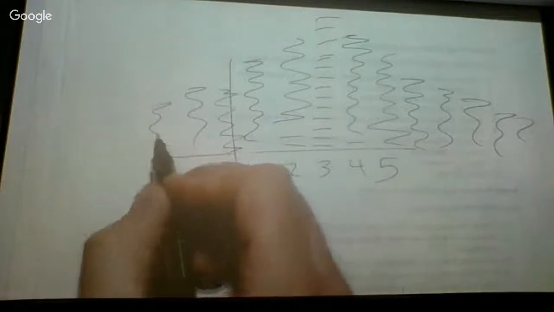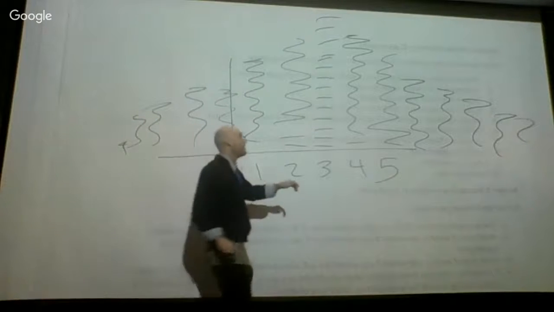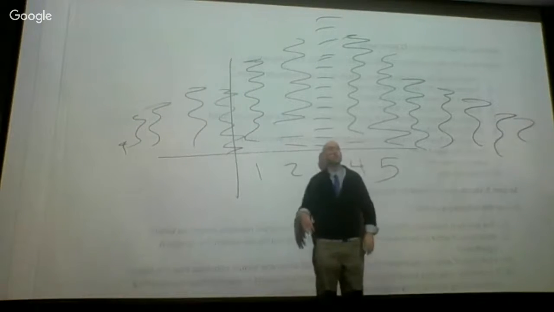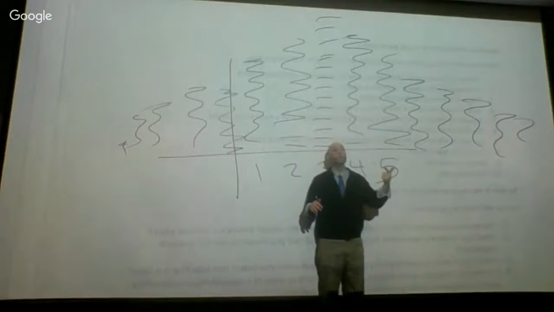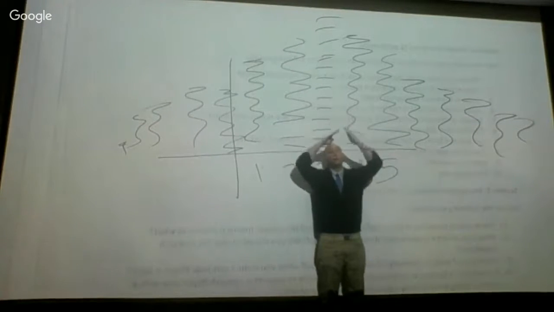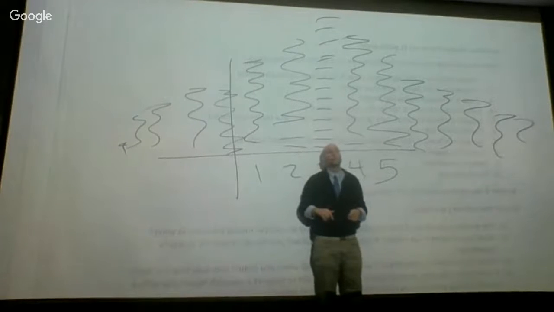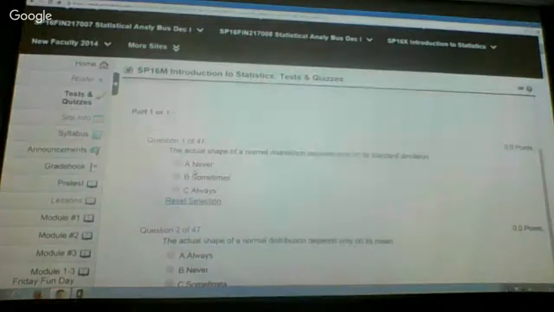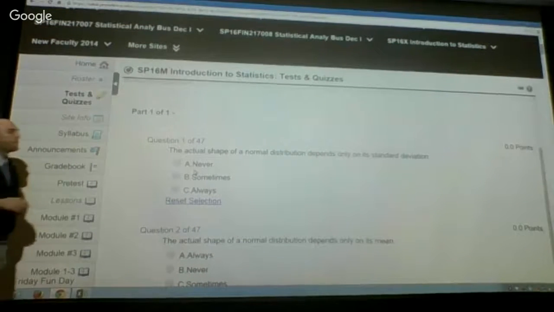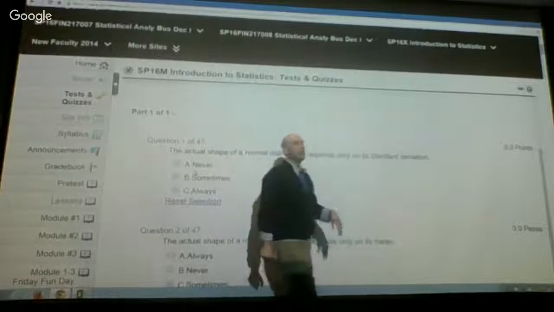We still have something that's a normal distribution, but it's much flatter. There's a lot more variety. The more variance or variety, the higher the standard deviation, and the flatter our normal distribution is. The more variance, the flatter; the less variance, the narrower. So when it comes to determining the shape of a normal distribution, it depends only on its standard deviation.